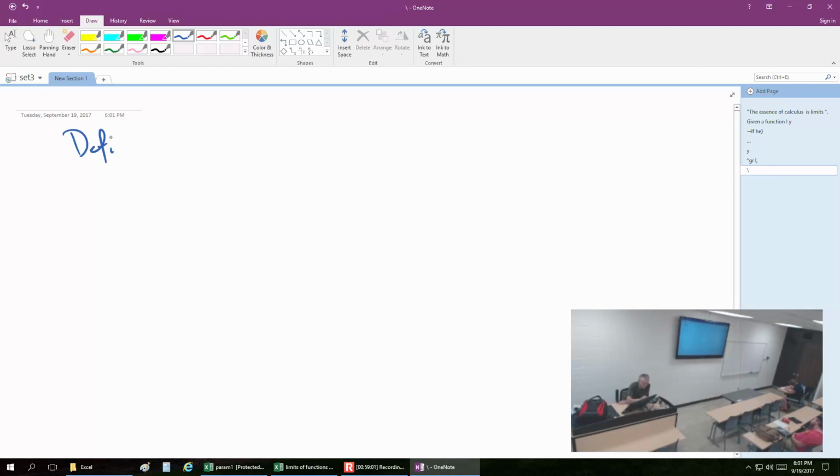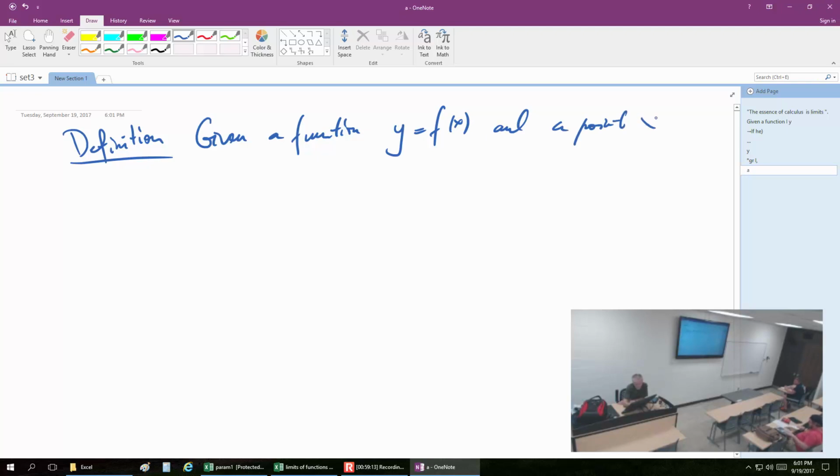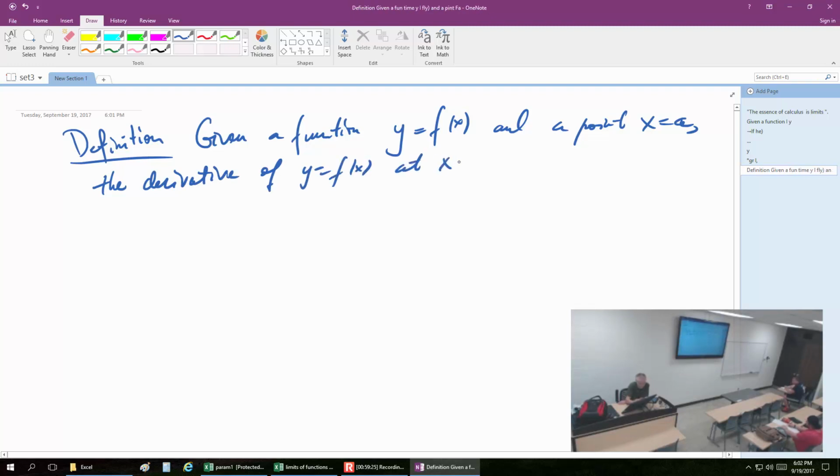Definition: given a function y equals f of x and a point x equals a, the derivative of y equals f of x at x equals a is this limit. In other words, it's a number.